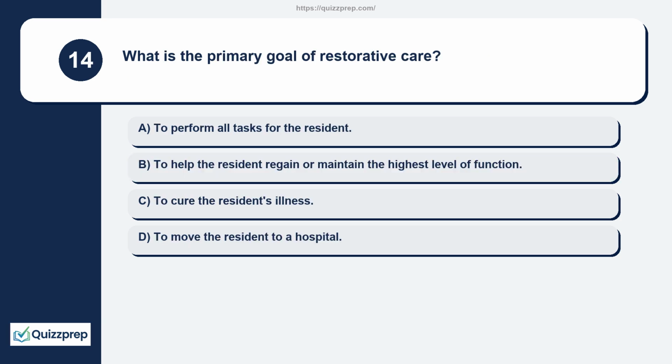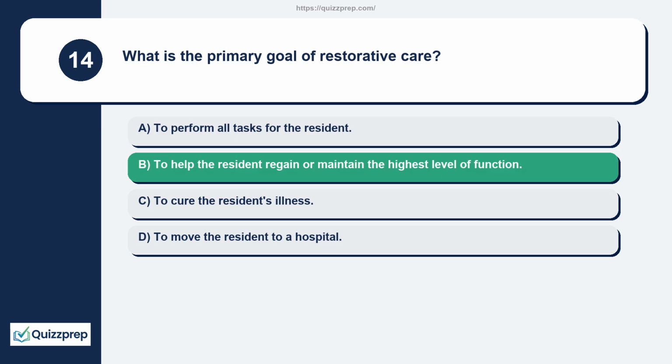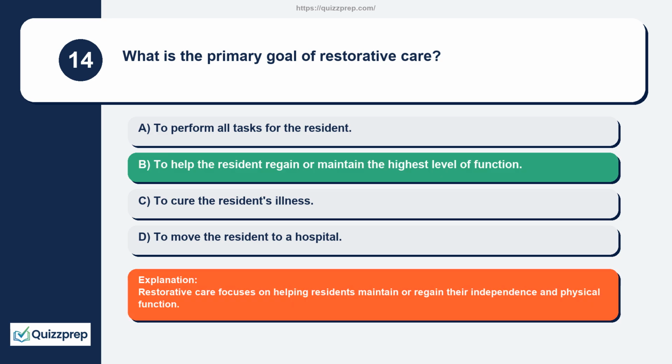Question 14. What is the primary goal of restorative care? To perform all tasks for the resident, to help the resident regain or maintain the highest level of function, to cure the resident's illness, or to move the resident to a hospital? Restorative care focuses on helping residents maintain or regain their independence and physical function.